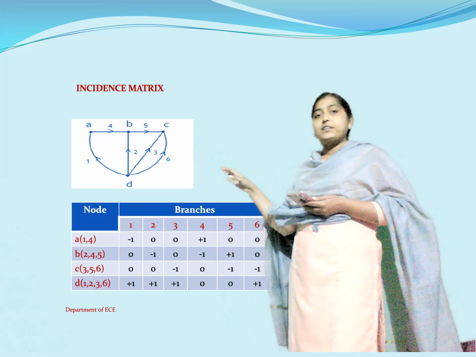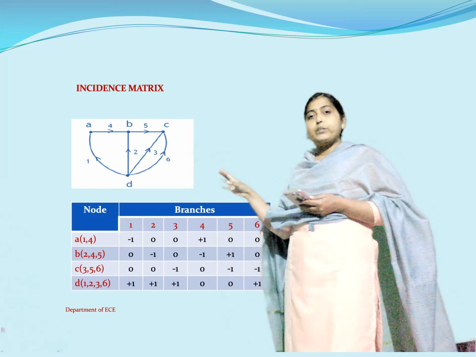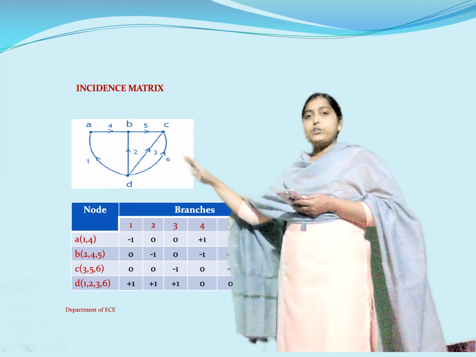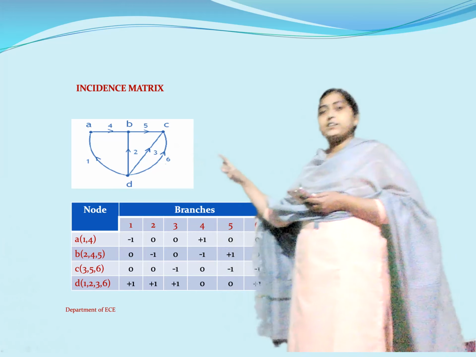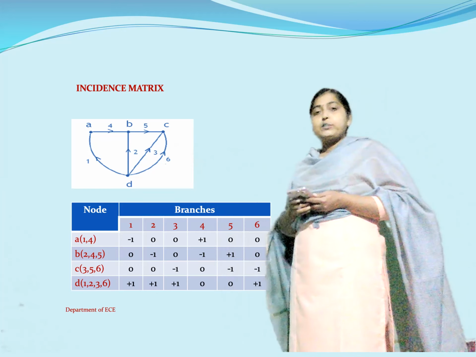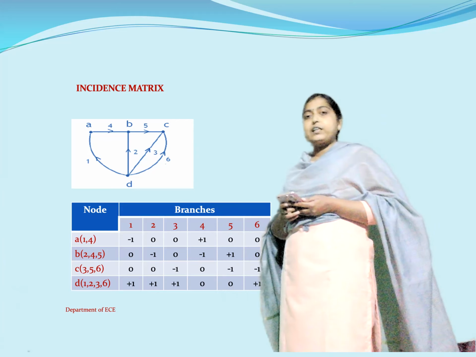Now how many branches are there? We have assumed some branch currents, as I have already told you in the previous class that you can assume the branch currents in whatever direction you want. So we have assumed the branch current. So how many branches are there in the network? If you look at the branch, first branch is here, second branch, third branch, fourth branch, fifth branch, and then sixth branch. So total there are 6 branches.